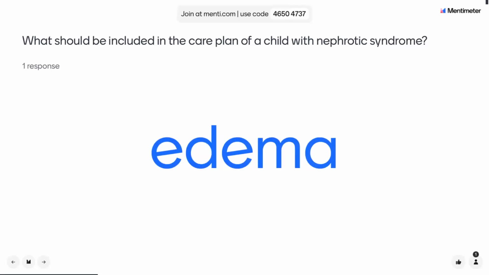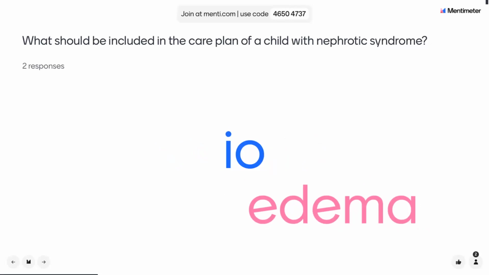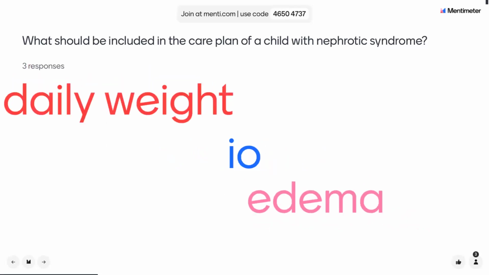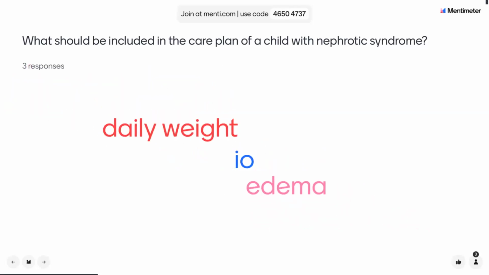Yep, we're going to see that edema. What do we want to do as far as nursing interventions? What do we want to track? Yep, we're going to track our I's and O's, our daily weights. Yep. Can also measure our abdominal girth. That can tell us some of that swelling and edema that's getting worse.